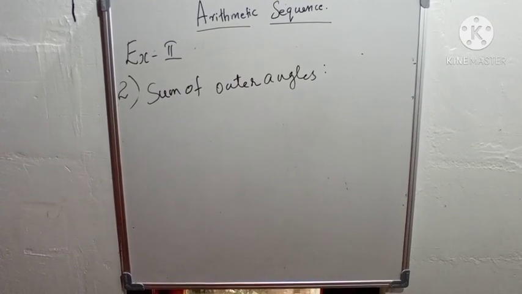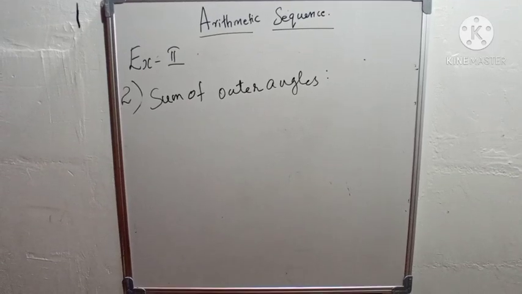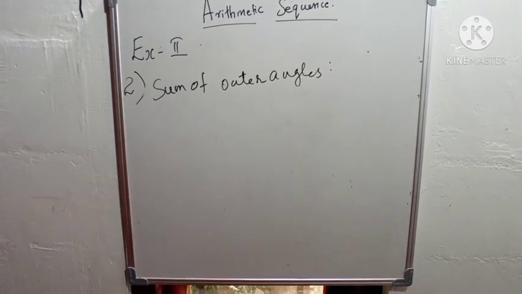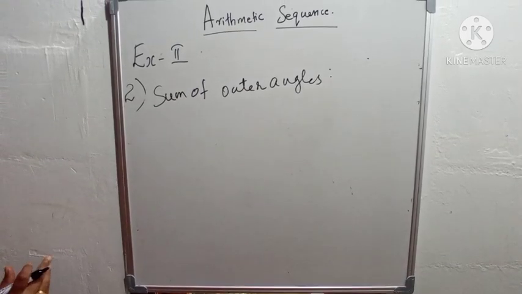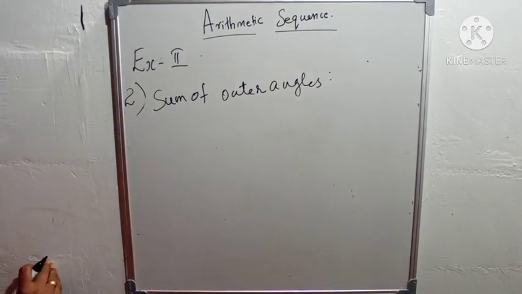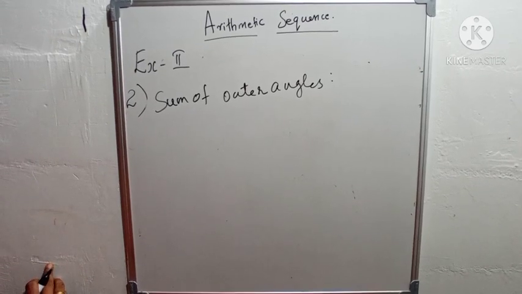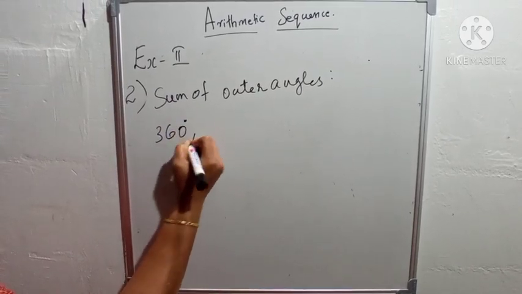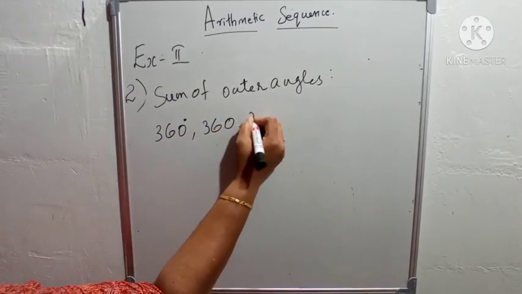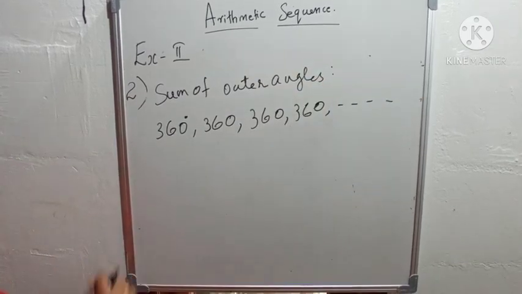Now we need to find out the algebraic expression of the sum of outer angles, the sequence of sum of outer angles. Which are the outer angles of triangle, square, pentagon, etc.? We know that for any polygon, the sum of outer angles is 360 itself. So the sequence is 360, 360, 360, 360 and goes on like that.